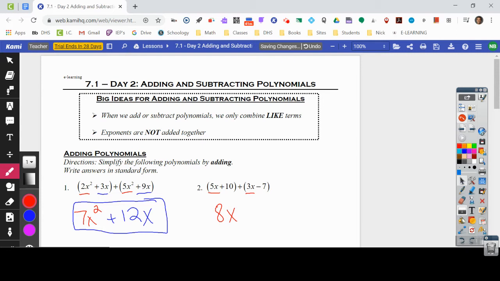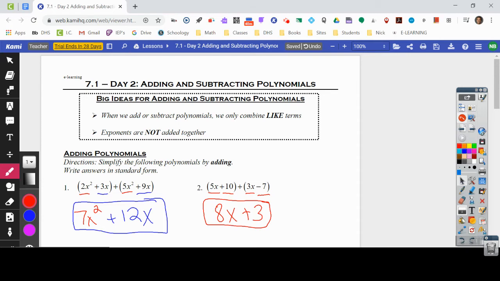Now I'm going to look for my next like terms. I see a positive 10 here, and I see a minus 7, or a negative 7. I'm going to add those terms together. 10 plus a negative 7 is going to give me a positive 3. You are encouraged to use a calculator when we're doing these problems. If you don't have a fancy calculator at home, that's fine. The calculator on your phone will work just fine for these types of problems.